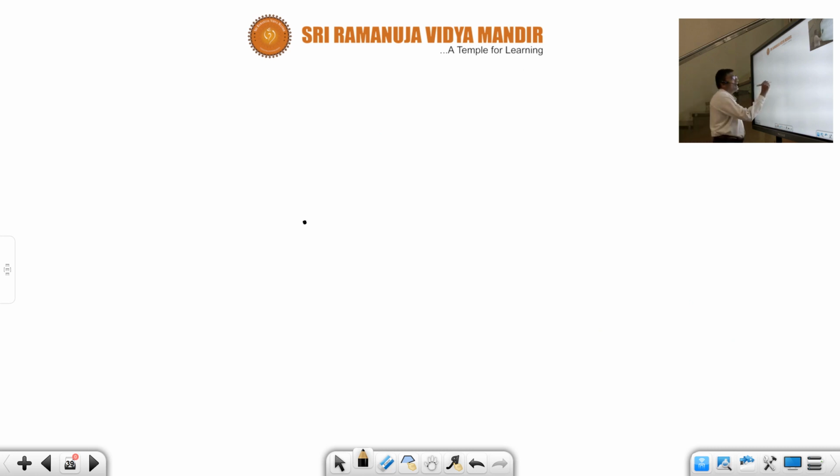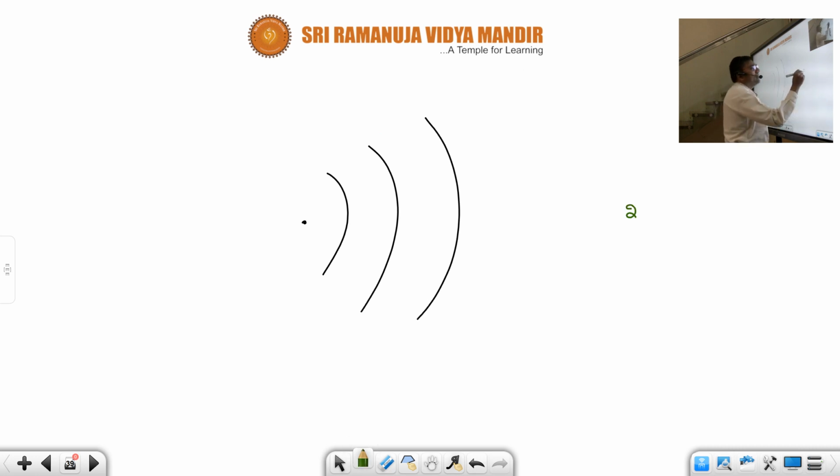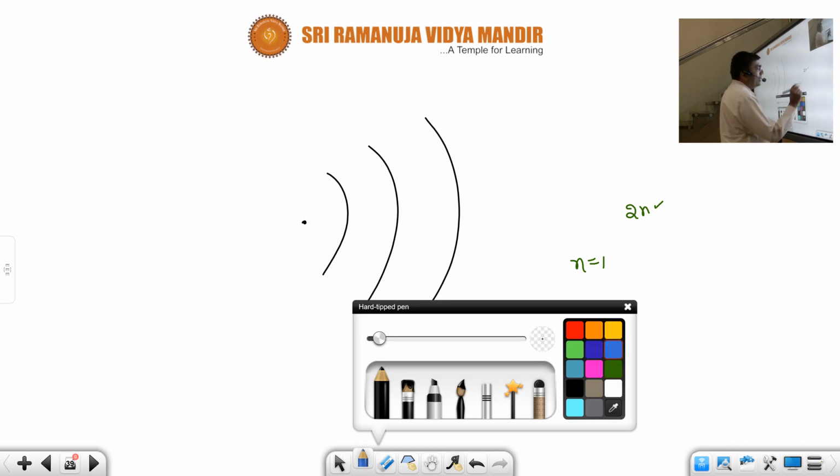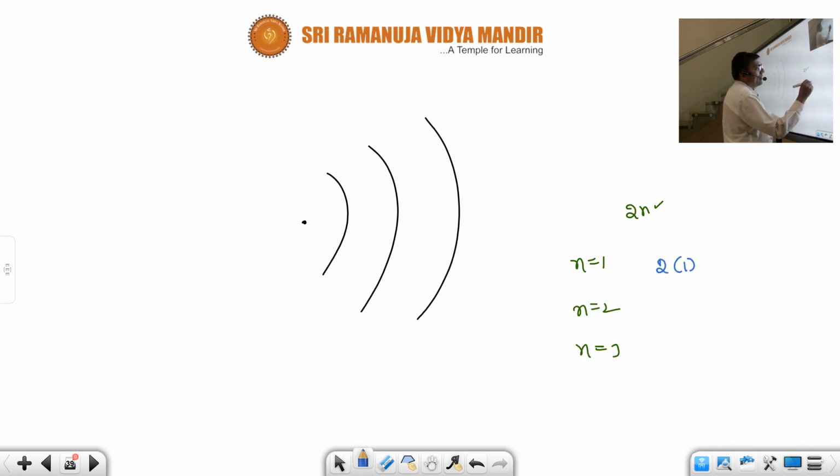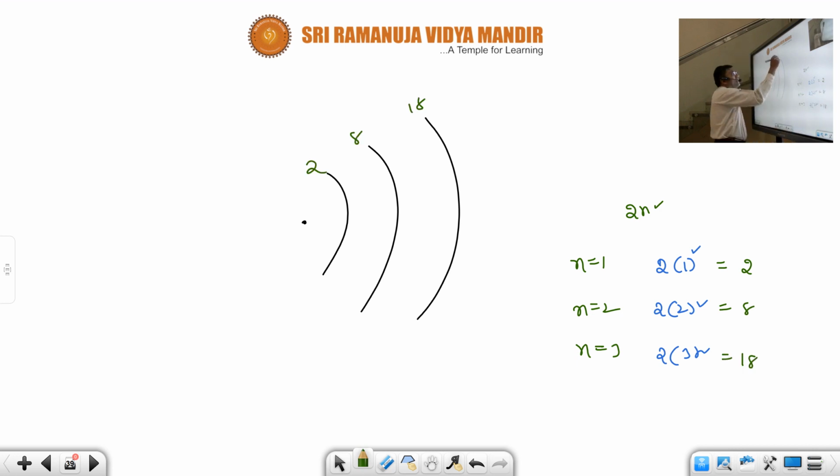How many electrons can you accommodate? Now, what is the formula, students? The formula is 2n square. So, n is equal to 1 first orbit, n is equal to 2 second orbit, n is equal to 3 third orbit. So, in the first orbit, 2 into 1 square. Similarly, 2 into 2 square and 2 into 3 square. So, it comes out to be 2, 8, 18. That is the reason why in the K, L, M shells, this notation is used in the 9th and 10th class. Why 2, 8, 18 is coming? I hope you are clear.